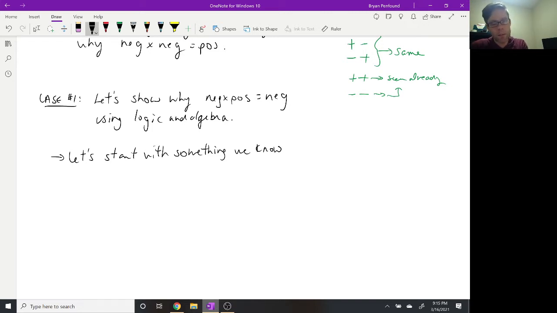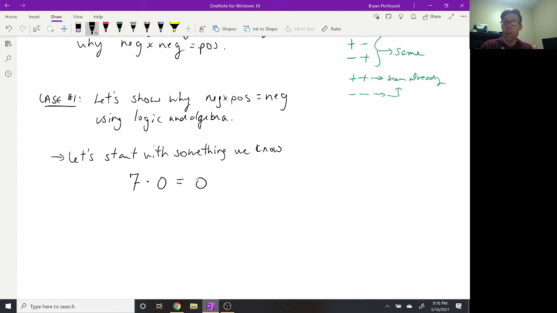So, it doesn't really matter what number we start with here. Let's start with the number 7. 7's a great number. We know that 7 times 0, I mean anything times 0, is equal to 0. So hopefully that's not a surprise.